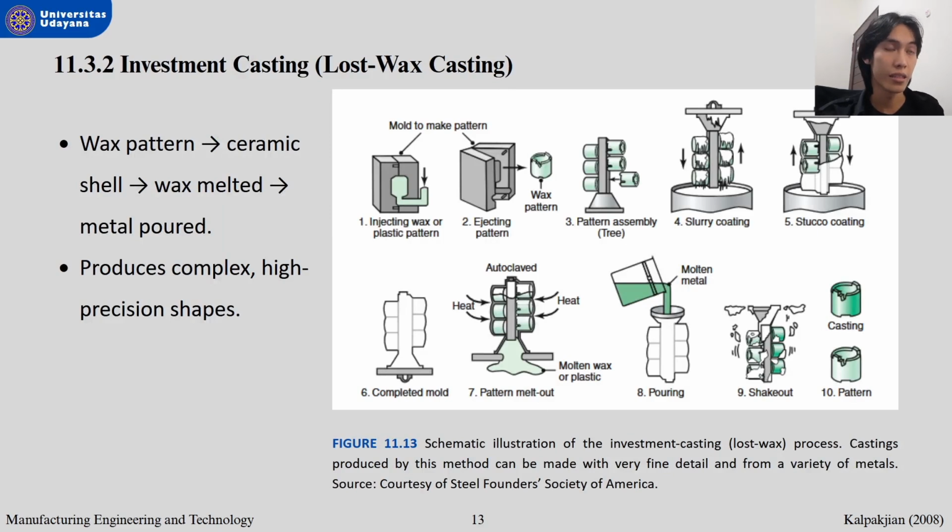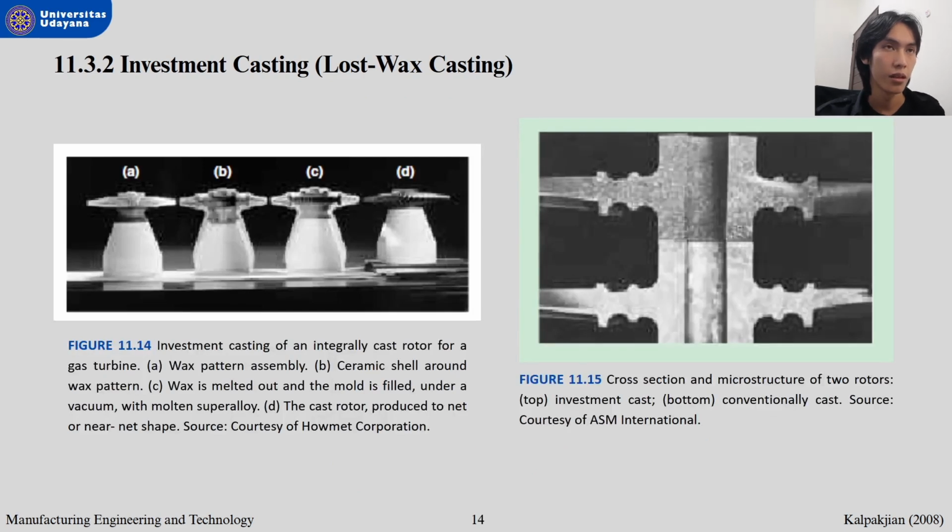Okay, investment casting, lost wax casting. In investment casting, a wax pattern is coated with ceramic material to form a shell. Once the wax is melted out, molten metal is poured in to produce high precision components. So figure 11.13 shows how the product is very precise and of good quality.